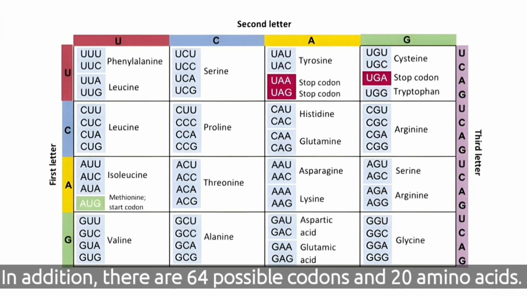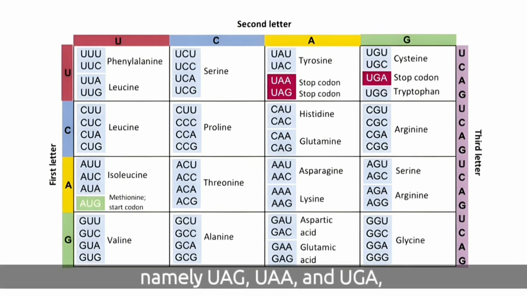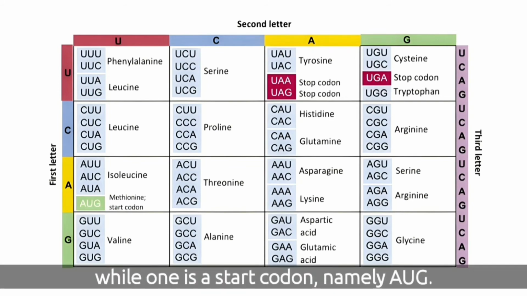In addition, there are 64 possible codons and 20 amino acids. Out of these codons, 3 are stop codons, namely UAG, UAA, and UGA, while 1 is a start codon, namely AUG.